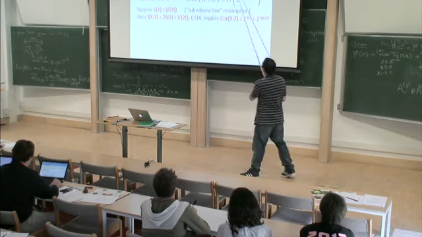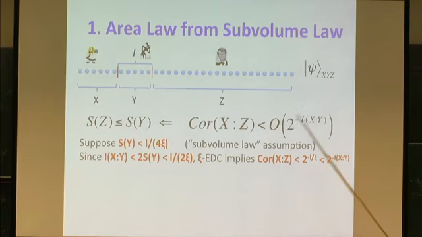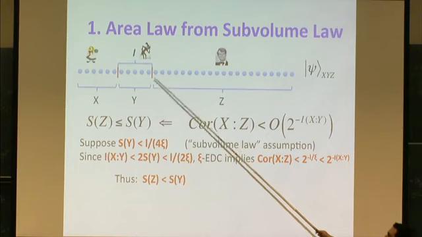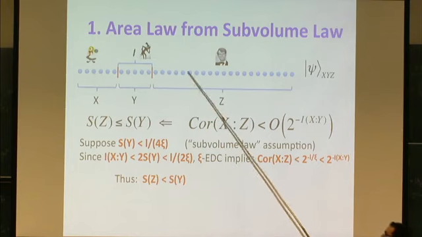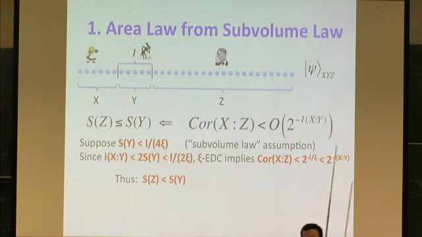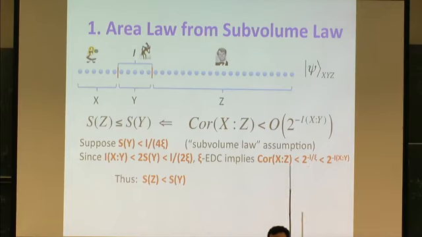Good, but then we are here, right? Because the correlation between x and z is smaller than this term, this implies that the entropy of z is smaller than the entropy of y. So if y was not very big, if this L was a constant, this gives area law for z, because this is independent of the size of z. So this is the first part. We just use exponential decay of correlations and this thing that comes from the protocol for entanglement distillation. Any question?